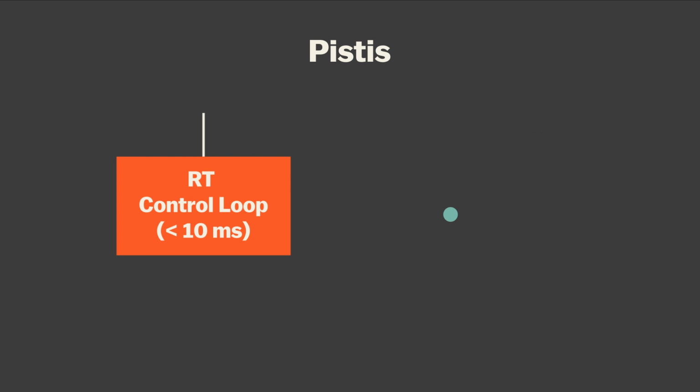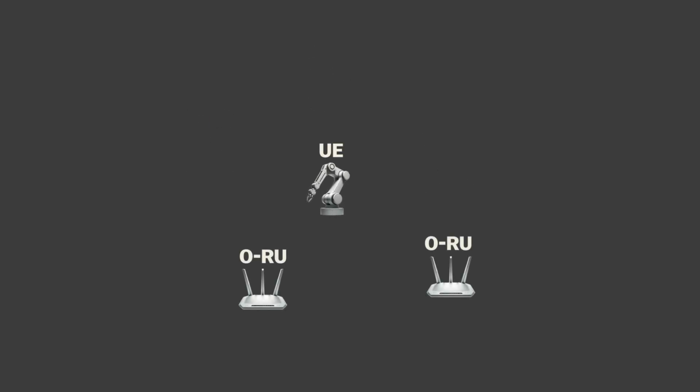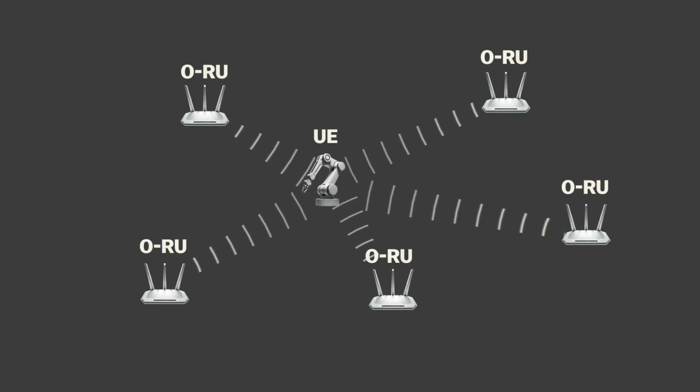Now we elaborate on some key components in Pistis. The first component we want to highlight is how to narrow down the set of ORUs for joint transmission. In O-RAN, joint transmission occurs when multiple ORUs simultaneously transmit identical data to the same UE on the same RB. Joint transmission can enhance the reliability of transmission by increasing the SINR.